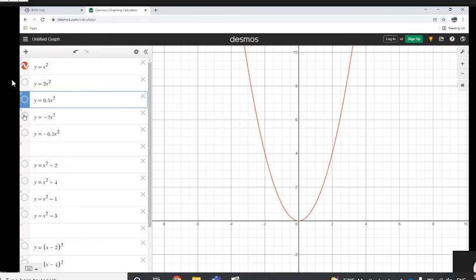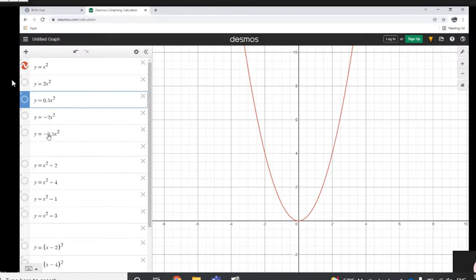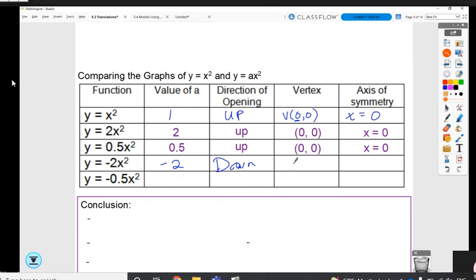Now, for the last two, negative 2x squared. What's the a value here? Negative 2, absolutely. Is this going to be opening up or down? What do you think? Down. Why down? Because it's negative. And where do you think the vertex is going to lie? 0, 0. Okay. And then the axis of symmetry must also be x equals 0.